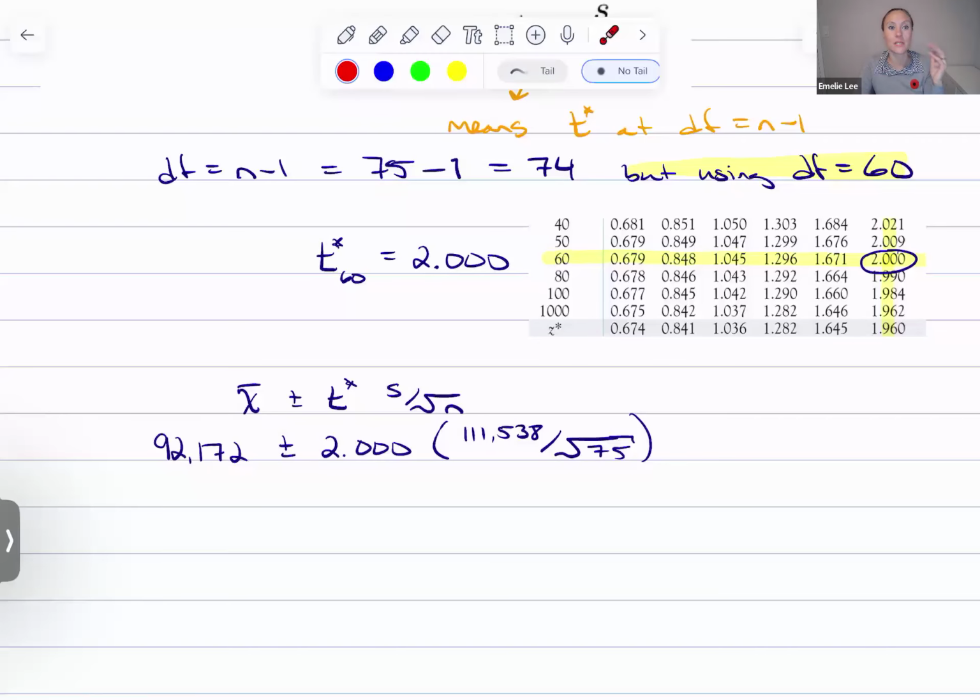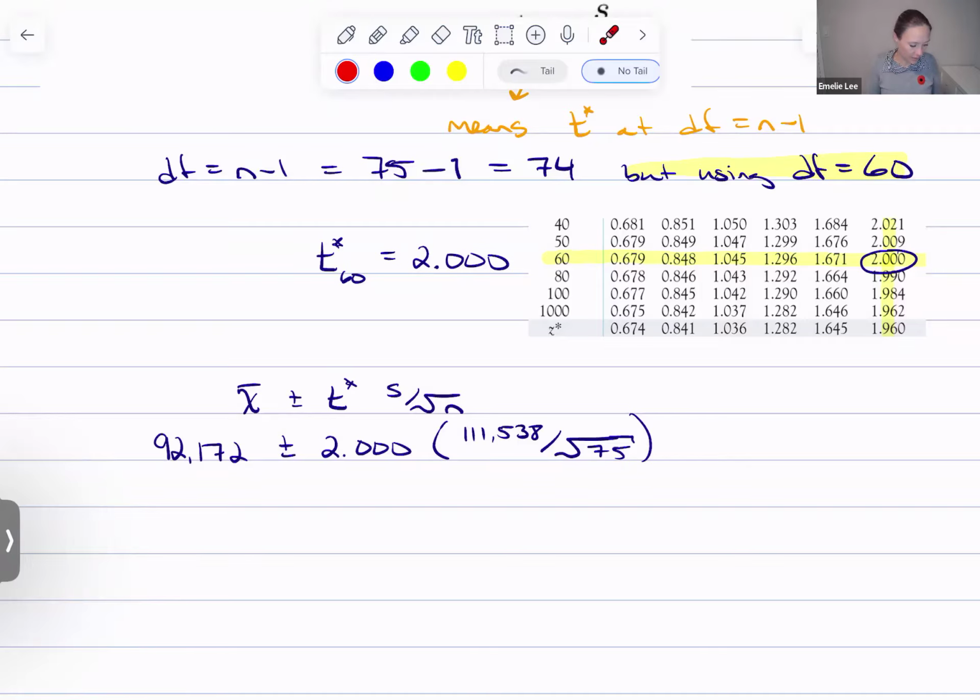One heads up here is n is always 75, right? So n is still 75. It's the degrees of freedom that you have to round down. I see that quite commonly, right? You remember you have to round something down, but don't round your n. n is still 75.